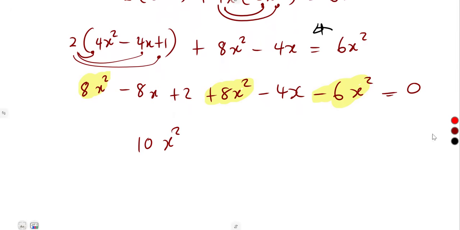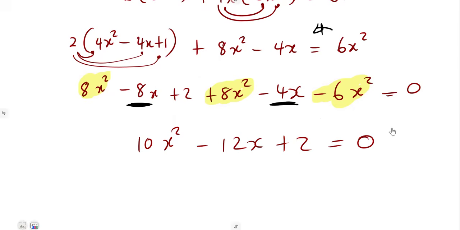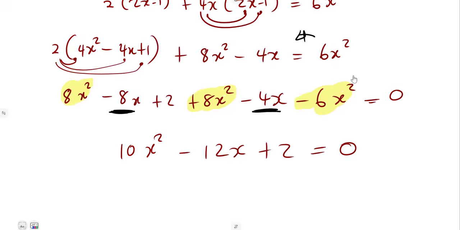Then we move on to x. There is 8x and 4x here, so minus 8 minus 4, that's minus 12. So this is minus 12x, and 2 is just remaining as a single term as it is. That's equal to 0. This is where we are, guys. Remember, we need to solve for x.